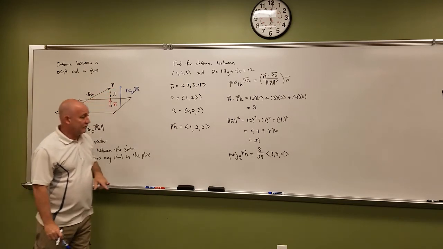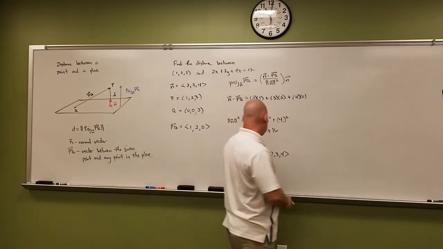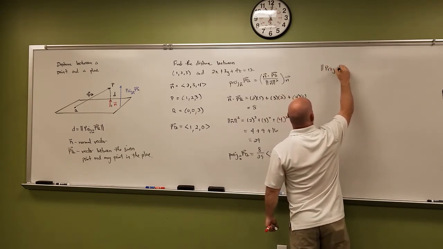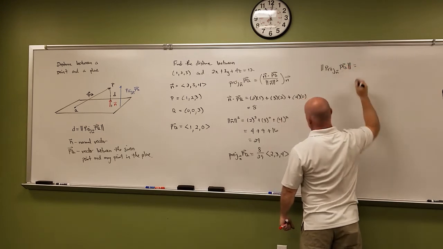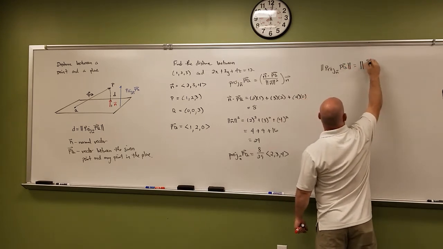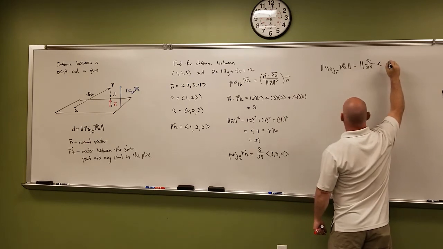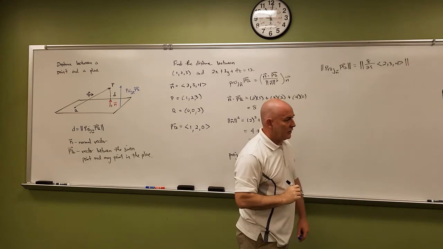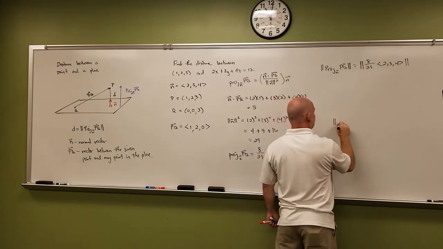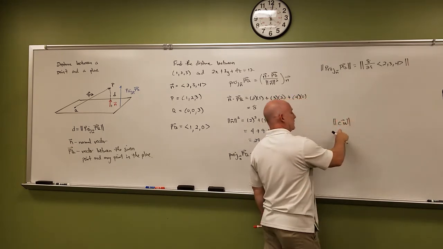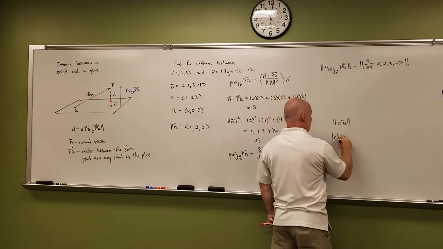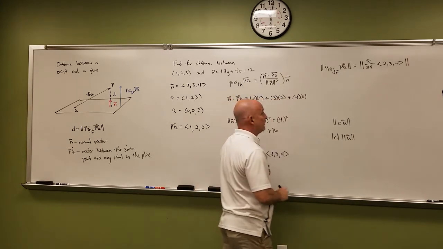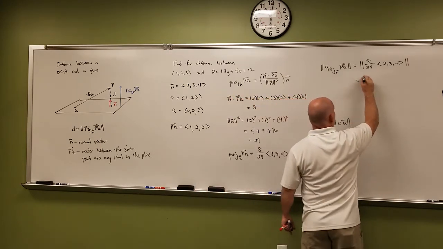So to actually find the value, we're going to do the magnitude of this. So the magnitude of the projection of PQ onto N is going to be the magnitude of 8/29 times (2, 3, 4). Now I'm going to use a property that we saw in probably one of the first lectures. It says if we're doing the magnitude of a constant times a vector, that's really just the absolute value of that constant times the magnitude of that vector. So this 8/29 is really just kind of in the way.